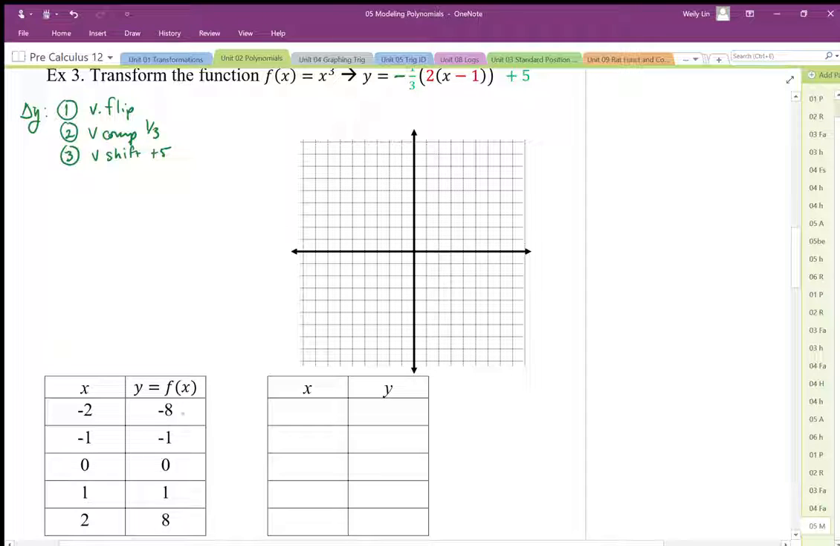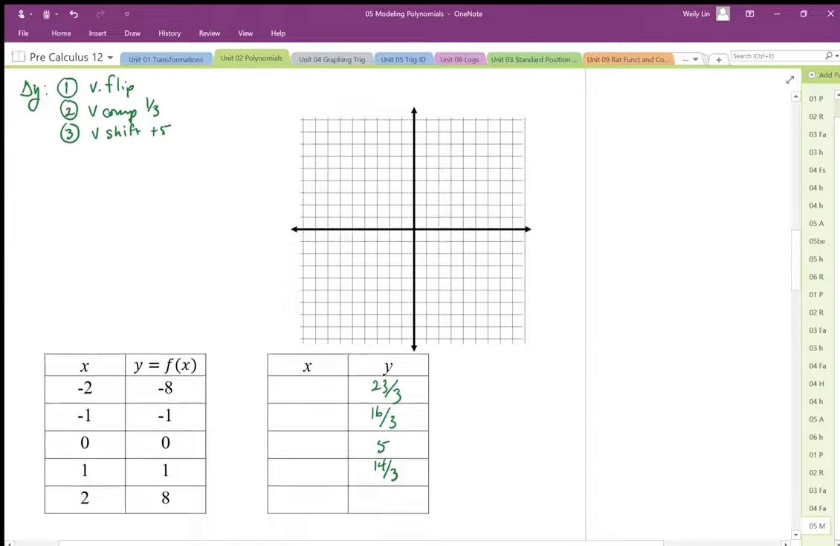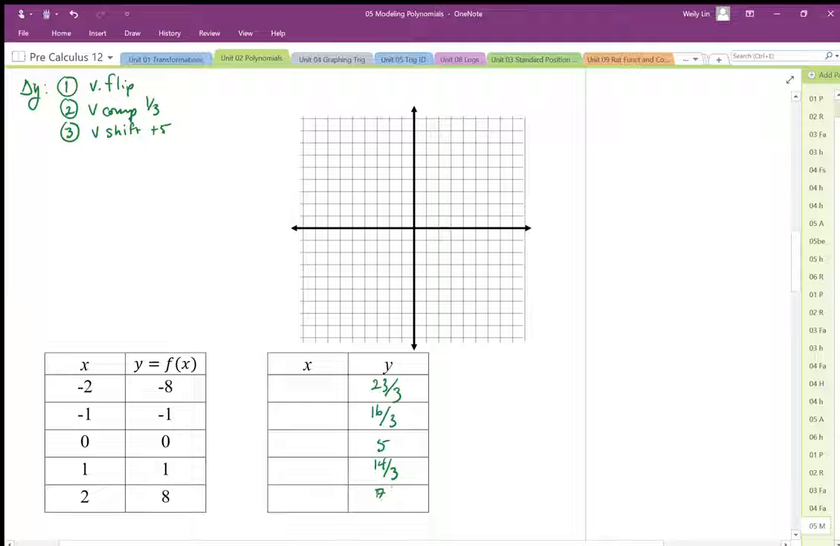So times by -3 is positive 8/3, and then plus 5, 15/3, is going to be 23/3. That's going to be positive 1/3 plus 5. It's going to be 16/3. 0 plus 5. Okay, 1. So it's going to be -1/3 plus 15/3. So it's going to be 14/3. And then the 8 is going to be negative 8/3 plus 15/3. That's going to give me positive 7/3. So there's my y transformation.